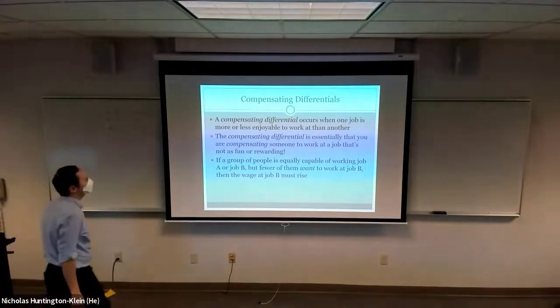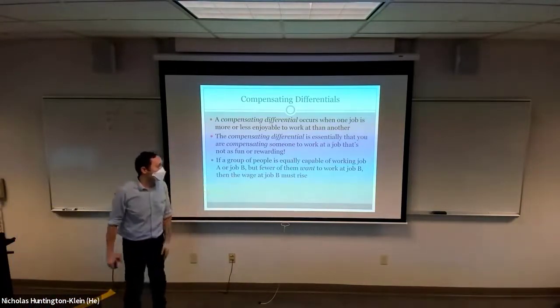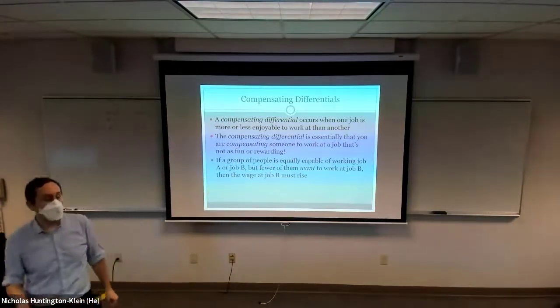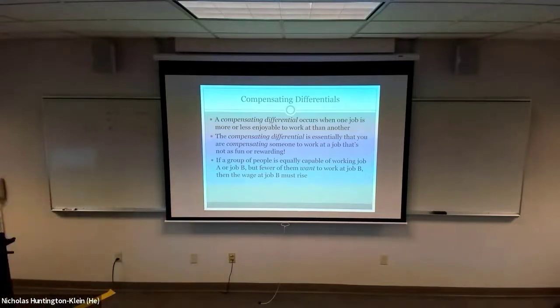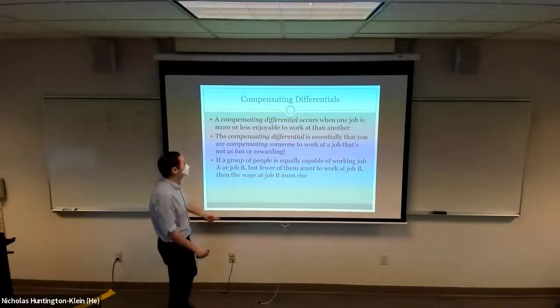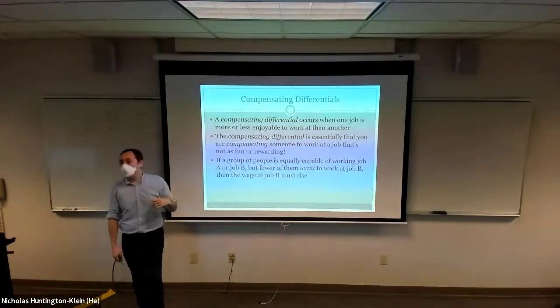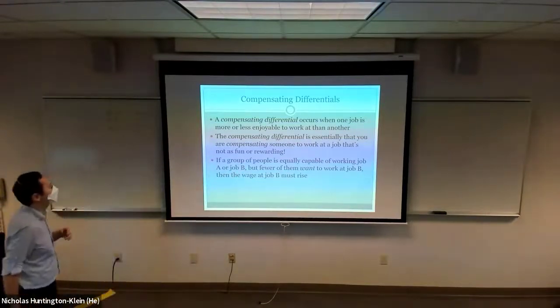So if a group of people is equally capable of working at job A or job B, but fewer of them want to work at job B, job B is going to have to offer a higher wage in order to get people to work there, and thus you'll see that people in job B get paid more than people in job A.